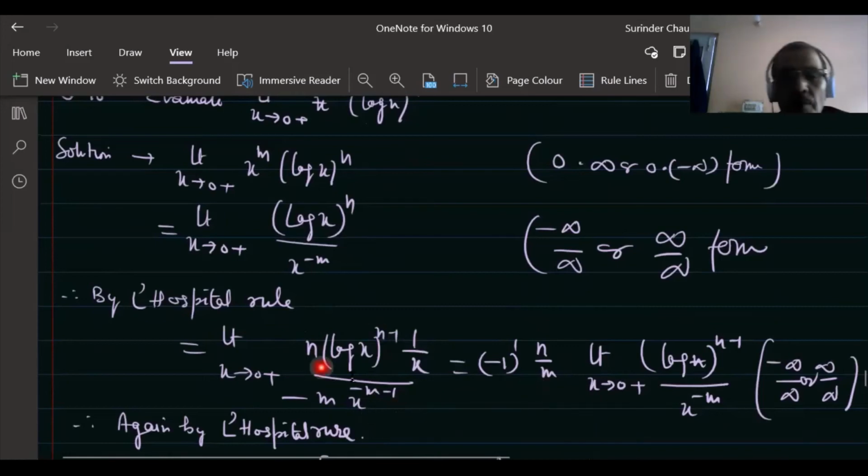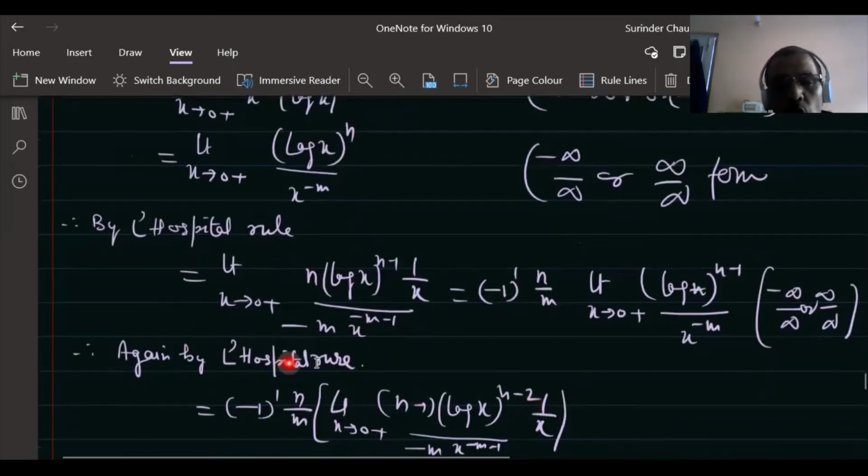So now simplify it and arrange the terms. Minus 1 to the power m upon n is a constant outside, equal to the limit as x goes to 0 of log of x to the power n minus 1 upon x to the power minus m. Now again check x equal to 0: this is minus infinity upon infinity form.